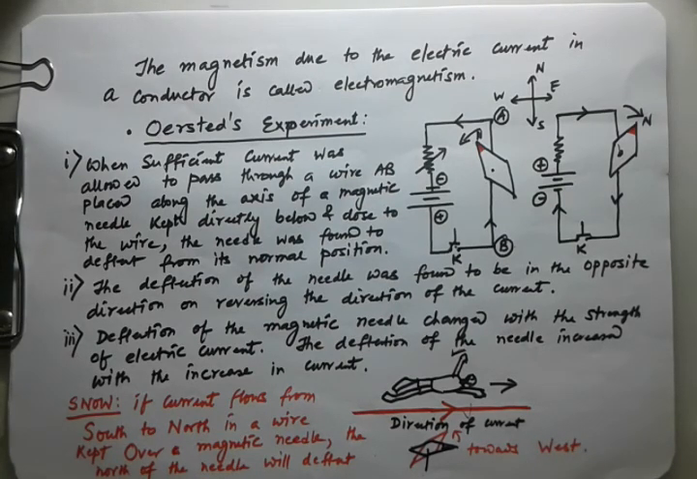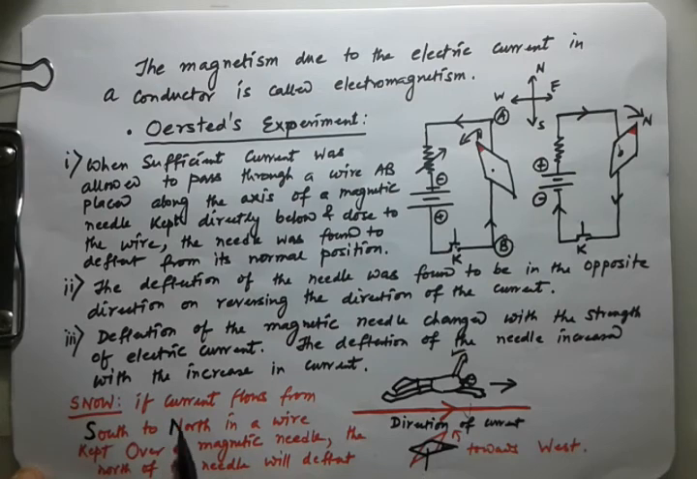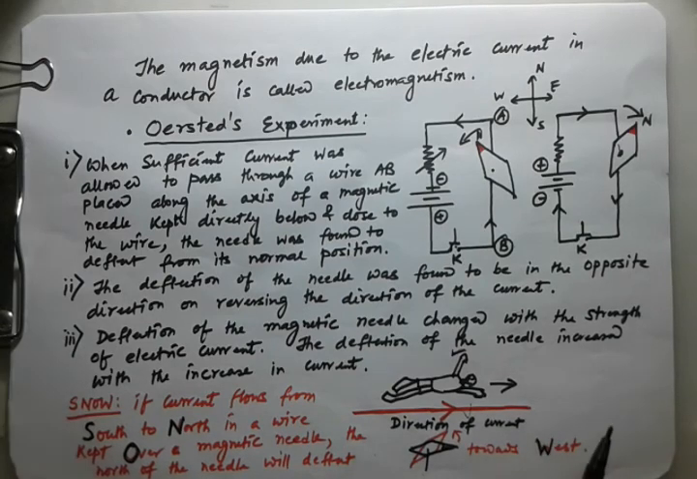So which ones are the main words of SNOW? The first one is this S, south, then north, then O, over, and then W, west. So remember, this one is very important.